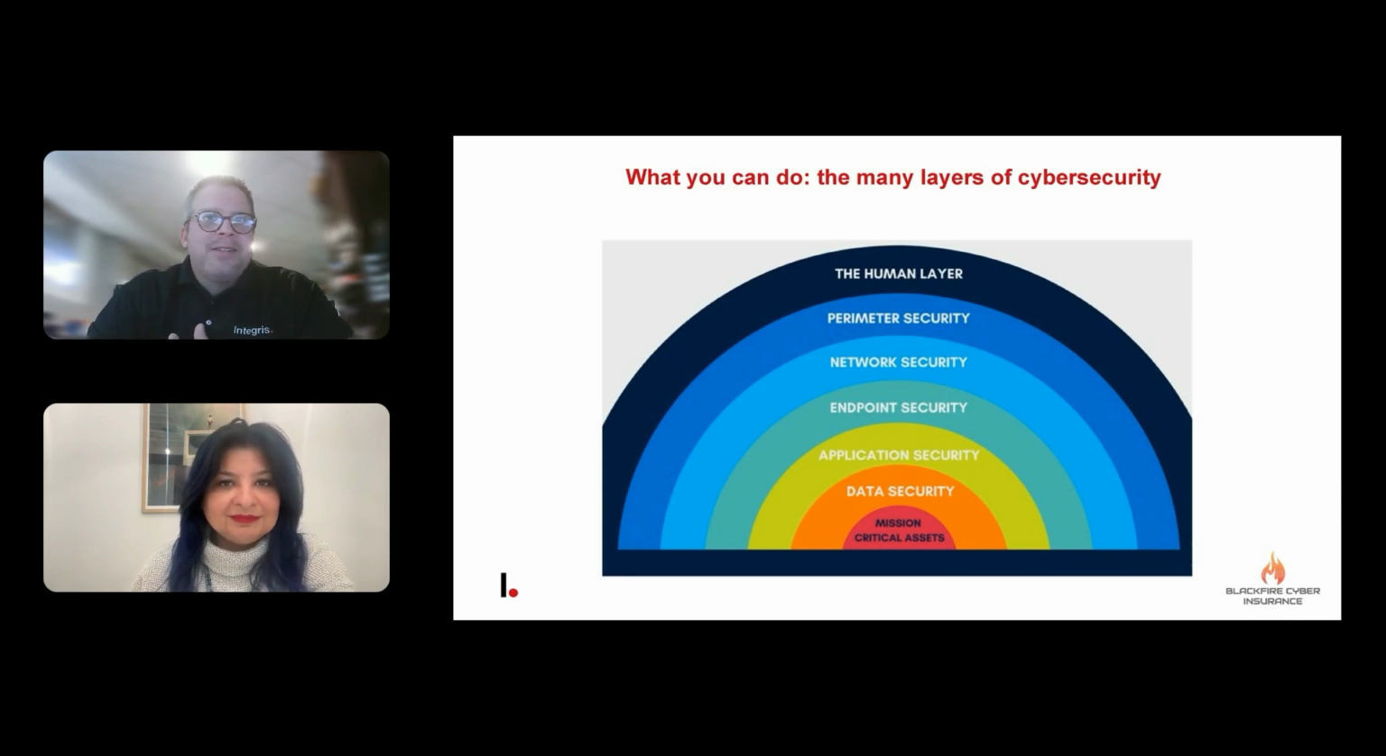The human layer is the one I was just telling you about. You can have someone in your company who likes to click on attachments or likes to click on videos that come in through email. It looks like it's from Wells Fargo. It looks like it's from Microsoft. It looks legitimate. There are a lot of ways that we could teach you where those things are not legitimate.